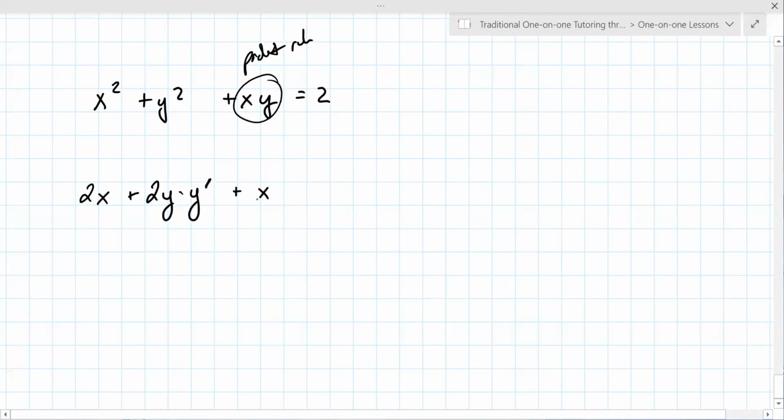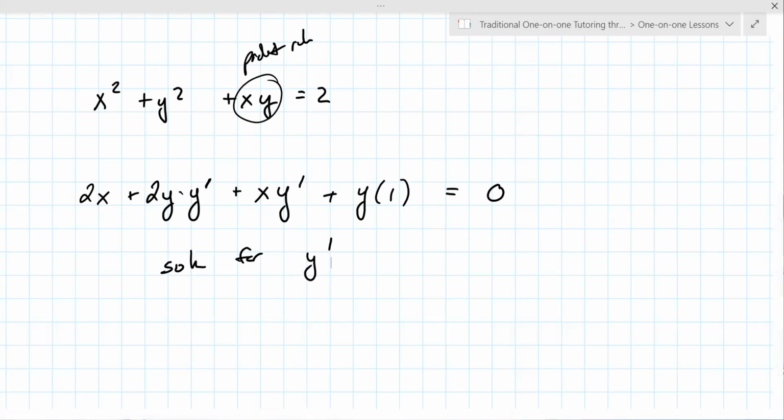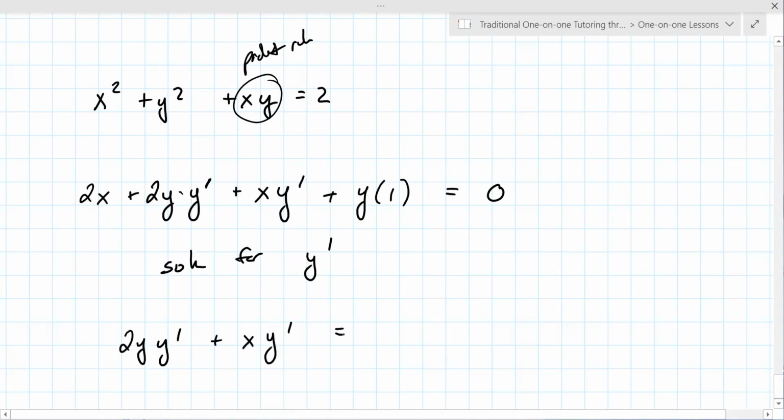Right. So it's keep the first, derivative of the second. The derivative of y is y prime plus y, and then the derivative of 1. Okay. And then from here, you have to solve for y prime. So you move any non-y prime terms to the other side of the equation. So this equals minus 2x minus y.